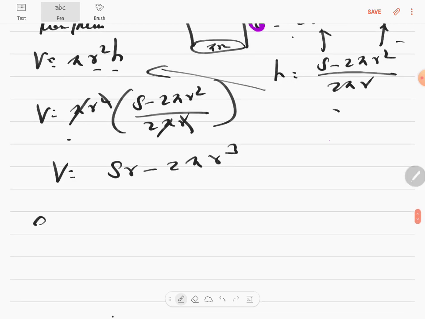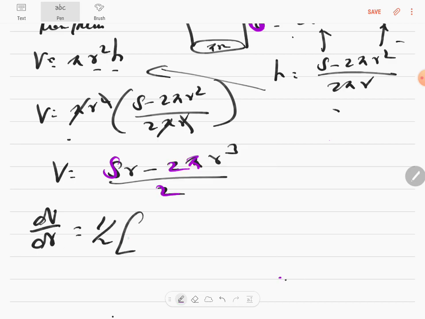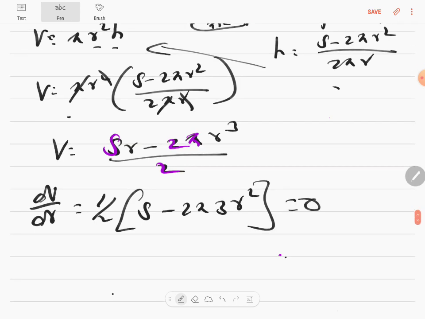Now, we can do dV by dr. And what is constant? 2 is a constant, S is a constant, pi is a constant, 2 pi, only small r is a variable. So, dV by dr, 1 by 2 can be taken out common. S is a constant, dr by dr is 1. Minus 2 pi into 3, r cube is 3r square into dr by dr is again 1. I can equate this to 0. So, I get S is equal to 6 pi r square.